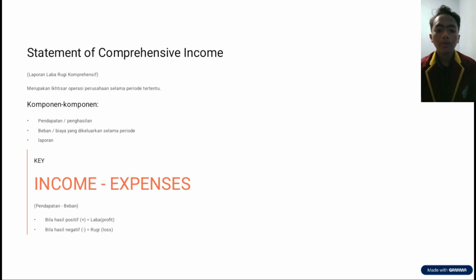Now, let's move on to the statement of comprehensive income. This report is basically a summary of a company's operation during a certain period of time. It includes two main components: income and expense. Income shows how much money the company earned, while expense shows how much money is spent during that period.